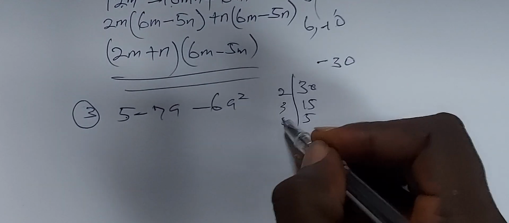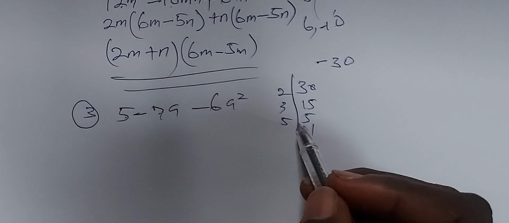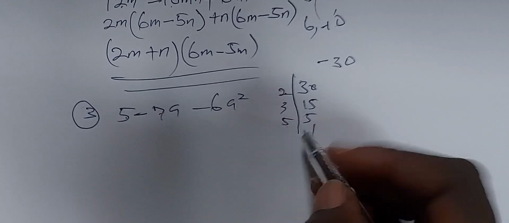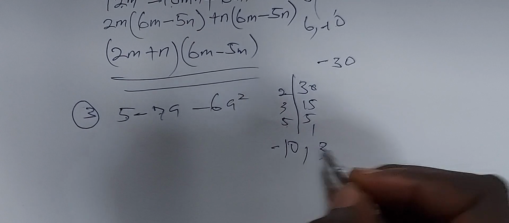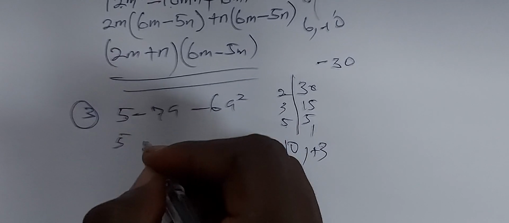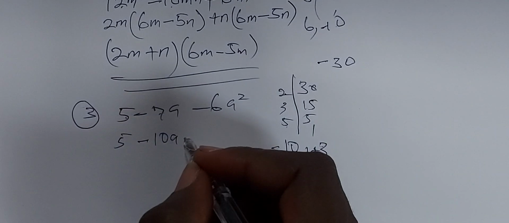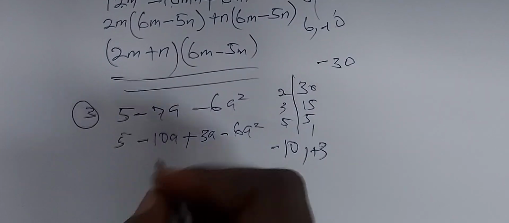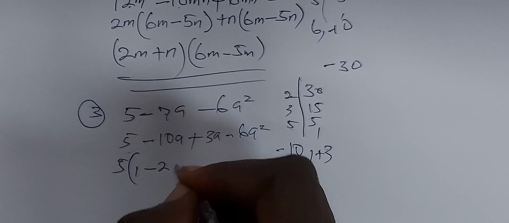So let's find the factors of this. We have 3, 5, 5 and half of this. Because we have minus 7, the bigger factor should carry minus. So you multiply 2 times 5 to get the bigger factor, and 3. When you put minus and plus, everything is solved. So we have 5 minus 10a plus 3a minus 6a squared. What is common is 5, and into here we have 1 minus 2a.